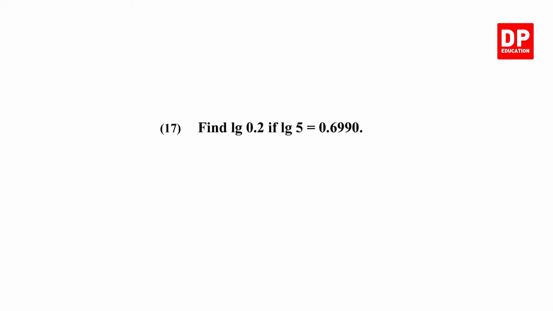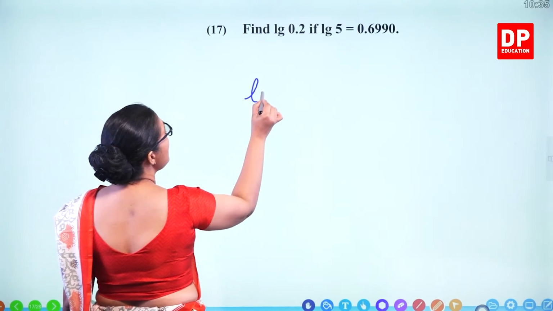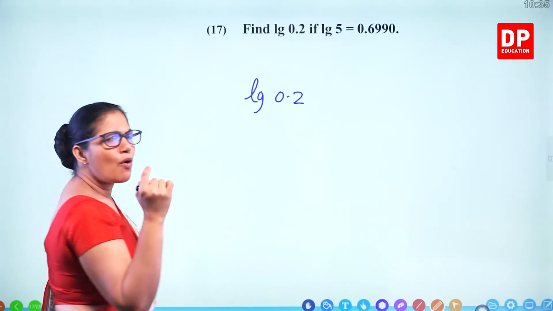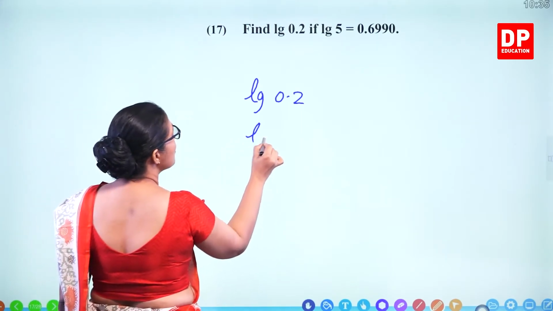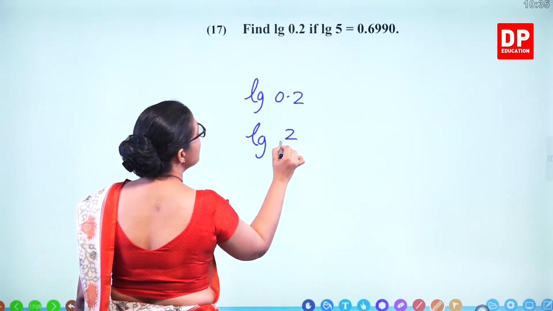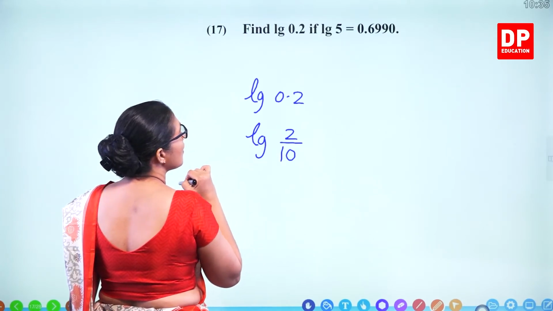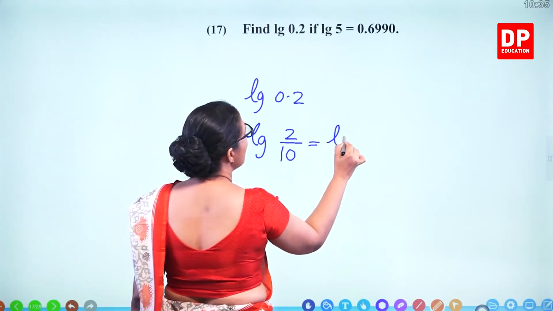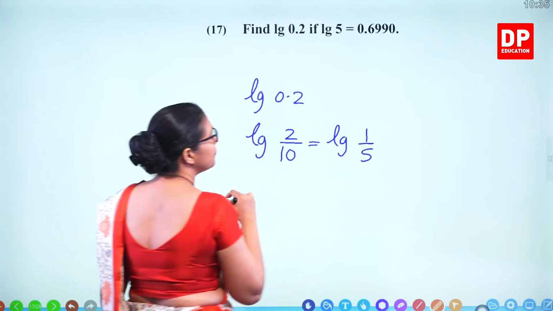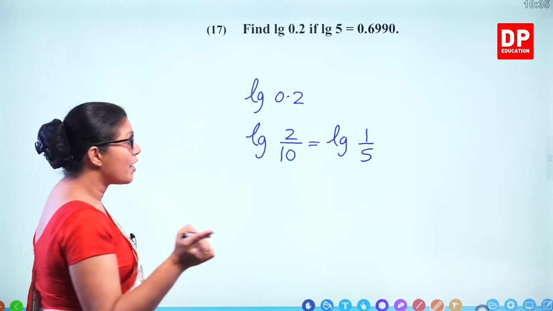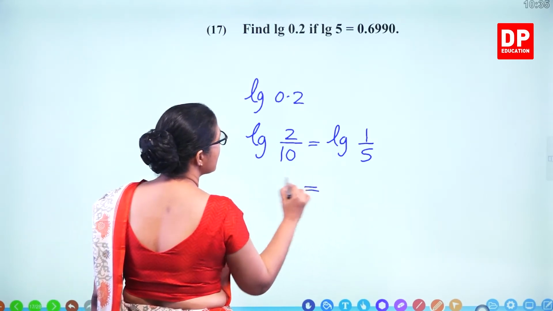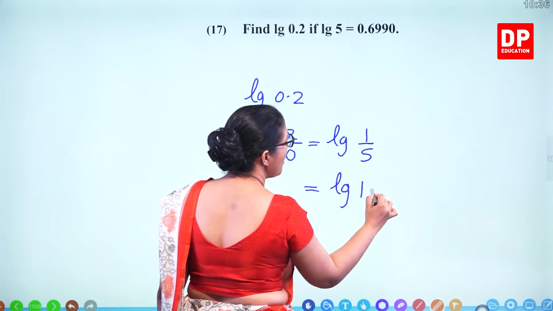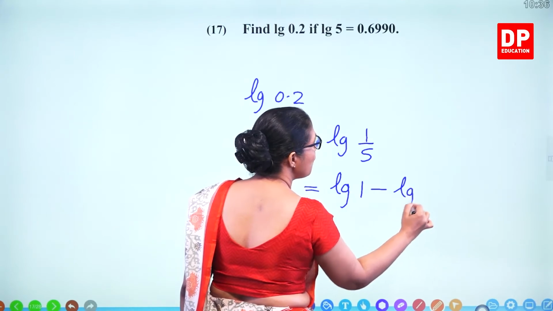Question number 17. Find LG 0.2 when LG5 is this. How can you write 0.2 as a fraction? 2 over 10, or when you simplify, 1 over 5. So division in logarithms, you subtract the log value. So LG1 minus LG5.